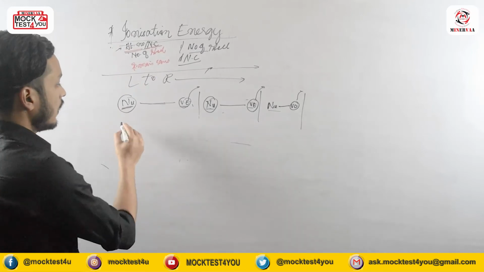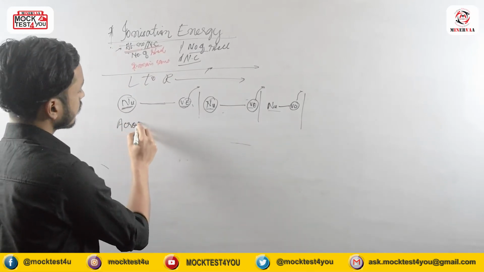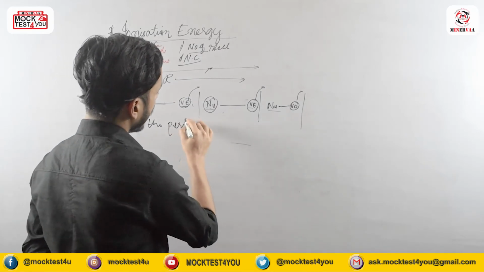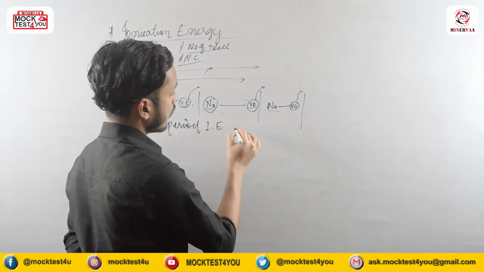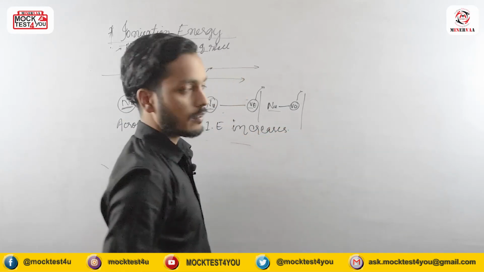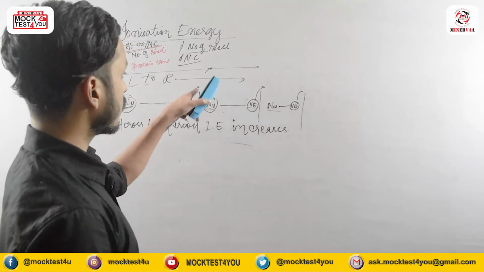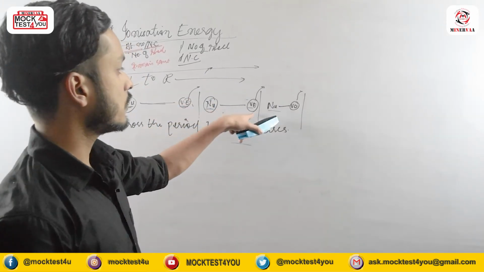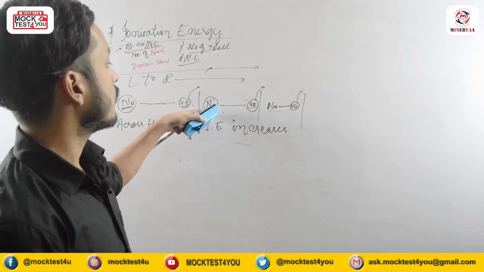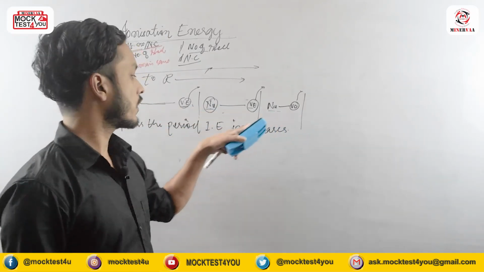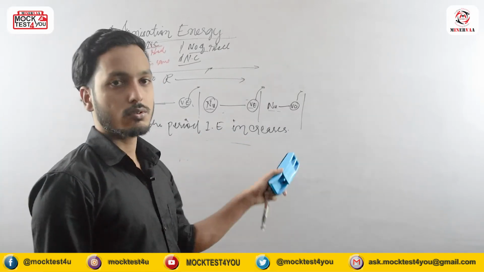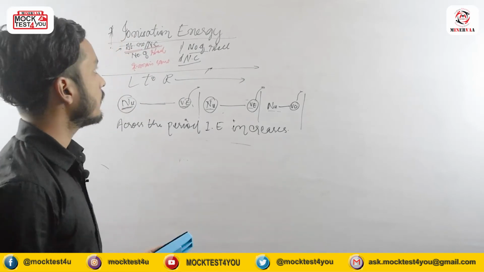So what we can say, across the period, ionization enthalpy, or you can say ionization energy, increases, right? So I hope you have understood this, because to remove an electron, since the attraction force between this nucleus and this valence electron is high, right? To remove this, it requires lots of energy, right? So we can say that across the period, the ionization enthalpy or ionization energy increases. So I hope you have understood about this, right?